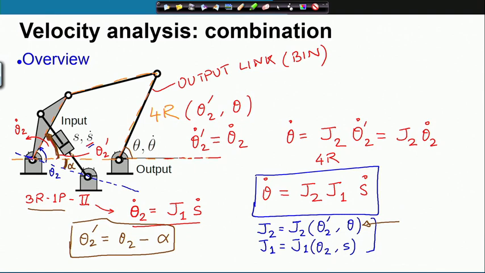So, therefore, the analysis, though a little extended now, is otherwise straightforward. It will involve a lot of algebra, but otherwise the ideas are absolutely clear. So, just an extension of the analysis of these individual kinematic chains, which we have used to analyze a more complicated kinematic chain.